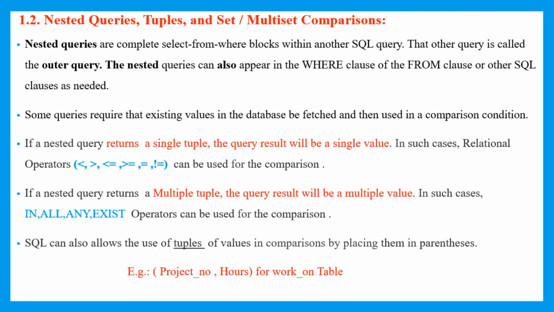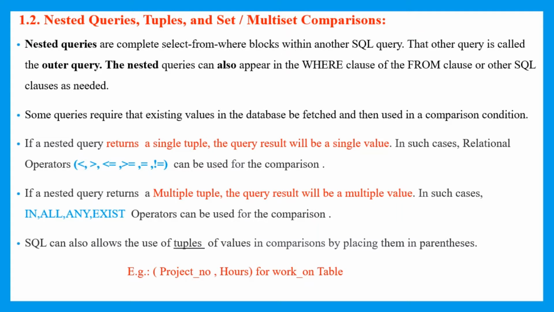In a nested query, the innermost query is going to be executed only once, whereas the outermost query is going to be executed repeatedly and make comparisons with the innermost query. Some queries require that an existing value in the database be fetched and then used in the comparison condition.